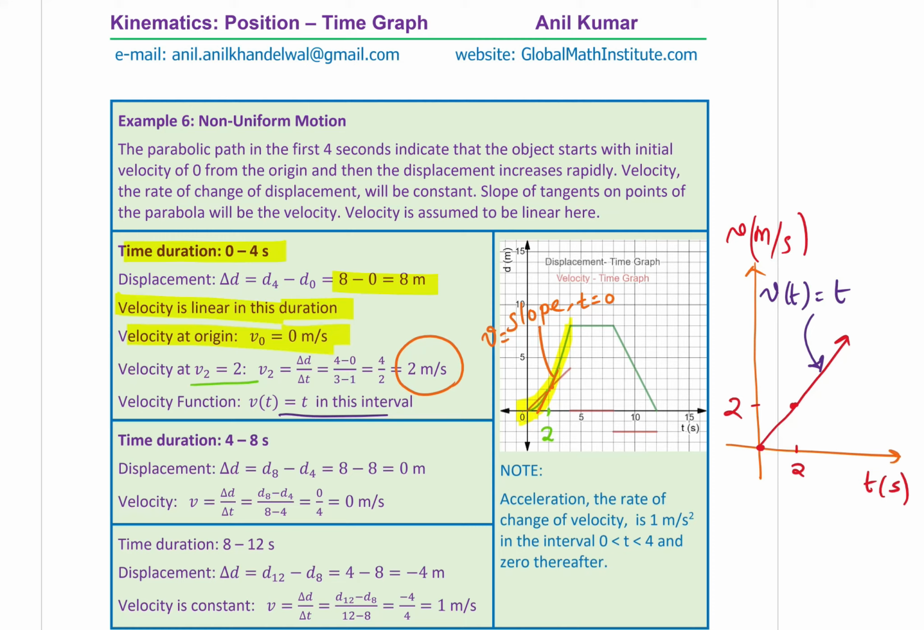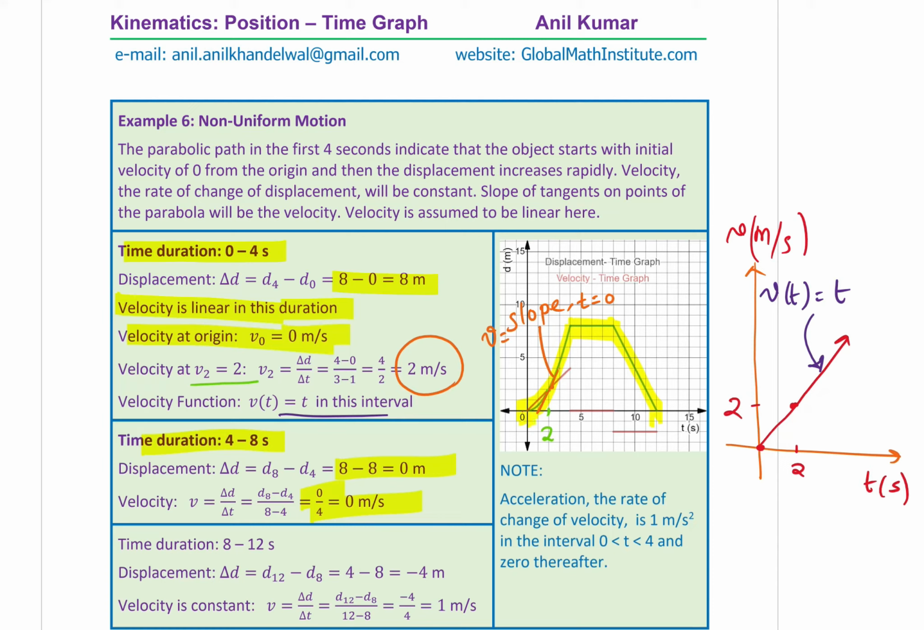Now let us consider the other part, from 4 to 8 seconds, which is stationary. The object is not moving. Displacement is 0, velocity is also 0, correct? Now the third part is when the displacement is decreasing. It comes to 0. Do you see that? It comes back to the starting point.